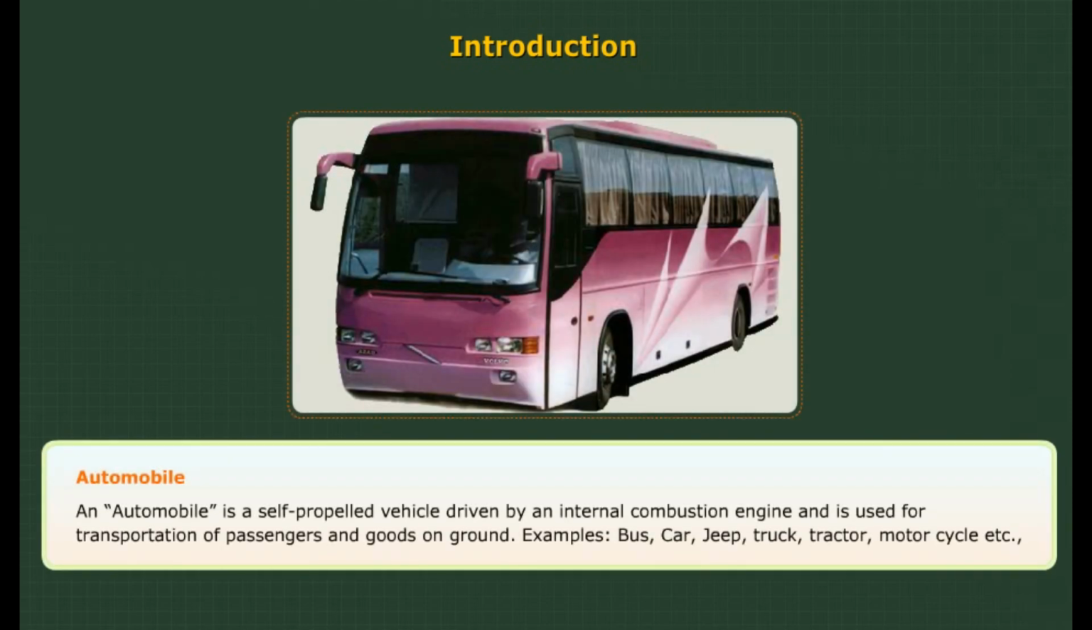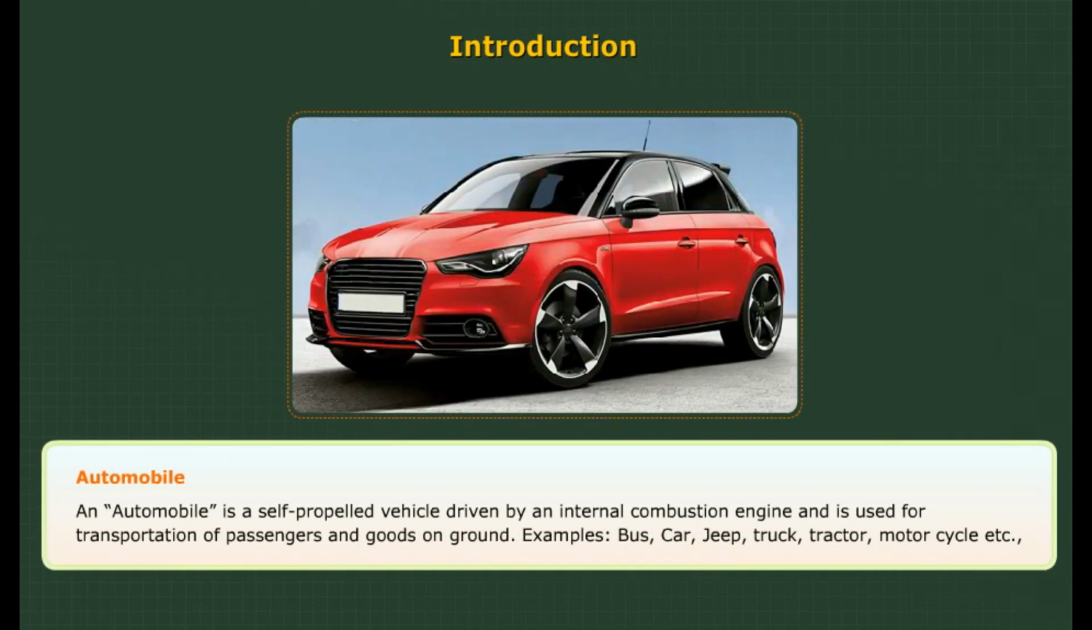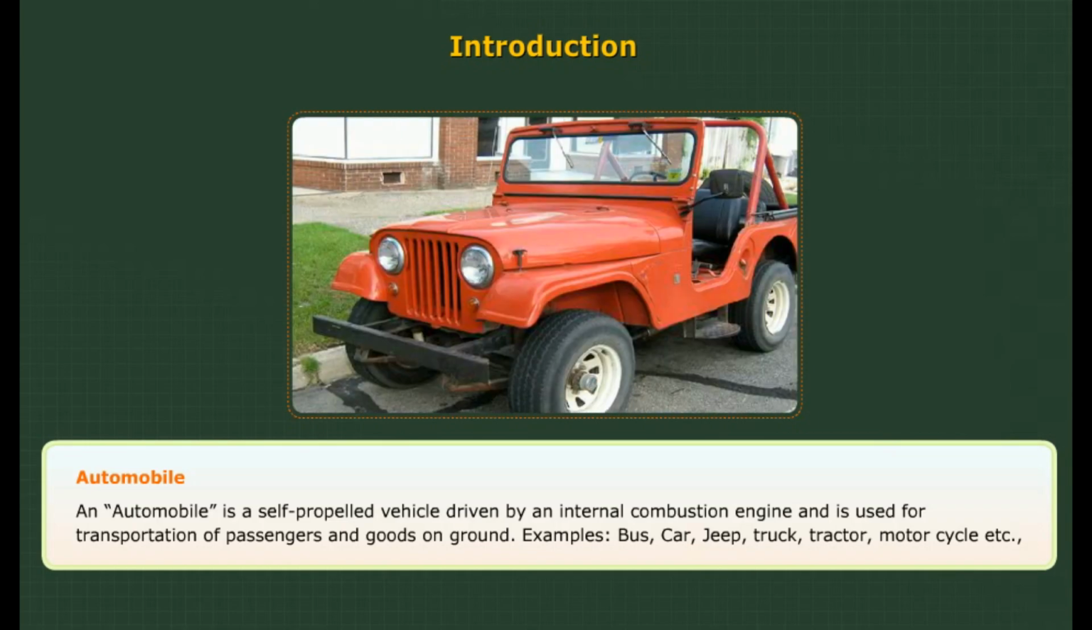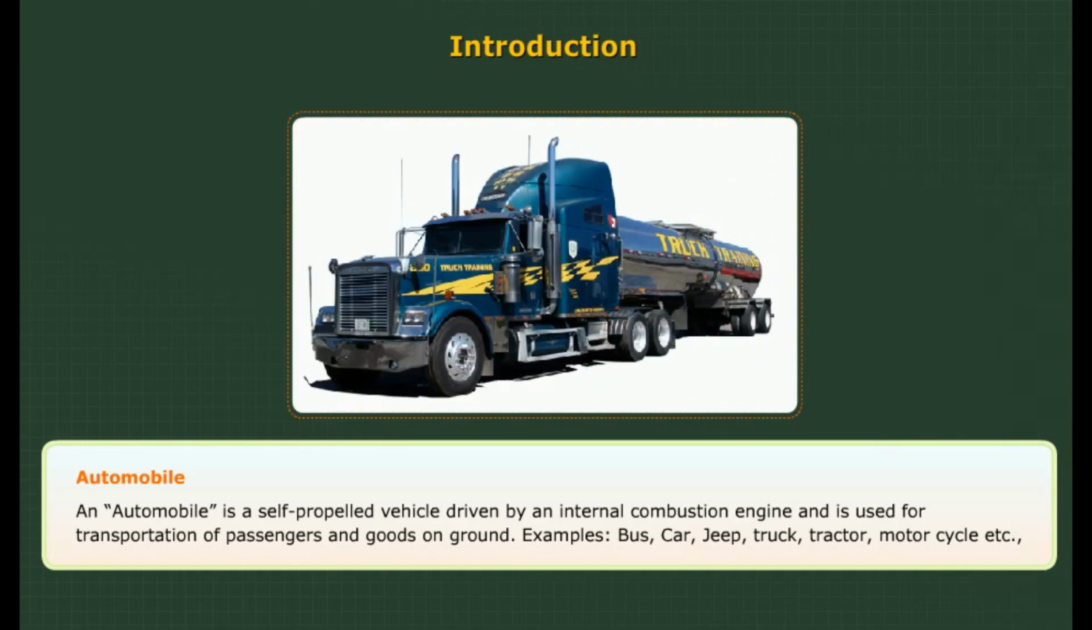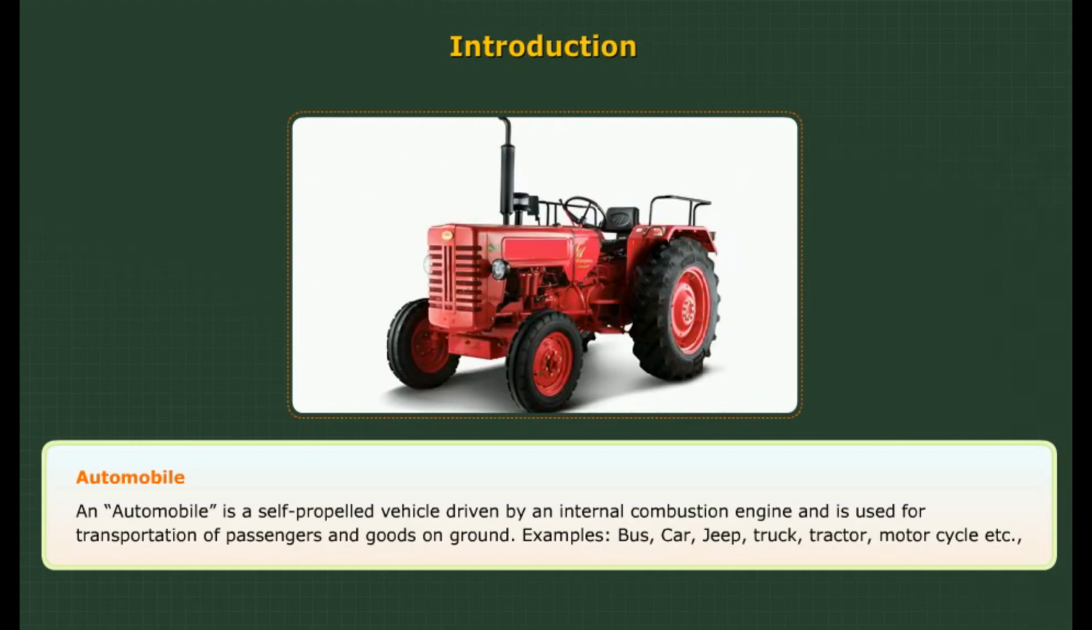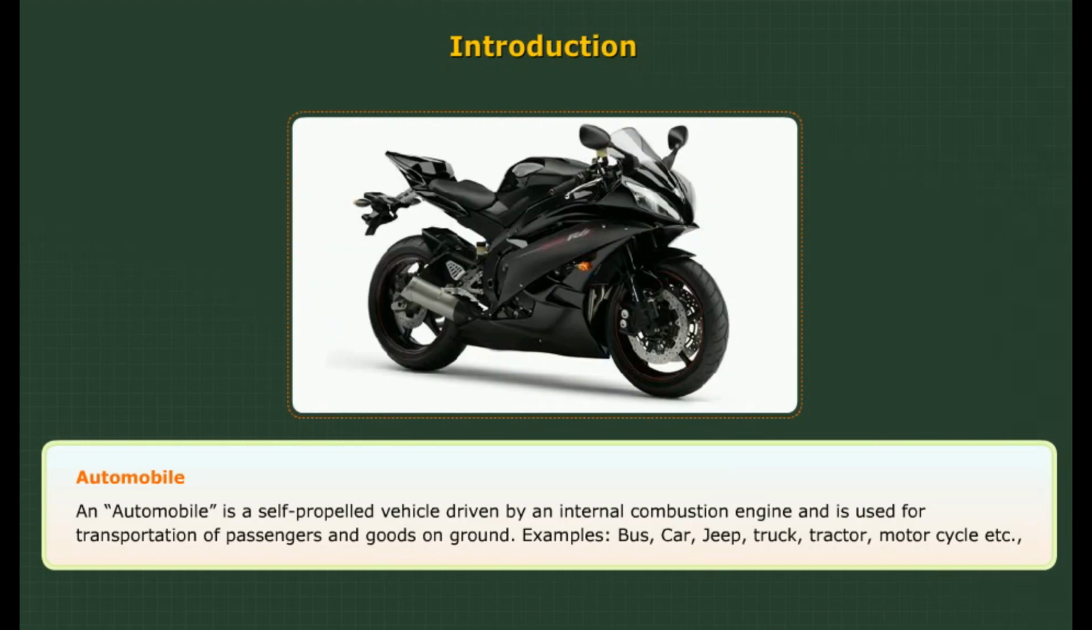Introduction. Automobile. An automobile is a self-propelled vehicle driven by an internal combustion engine and is used for transportation of passengers and goods on ground. Examples: bus, car, jeep, truck, tractor, motorcycle, etc.